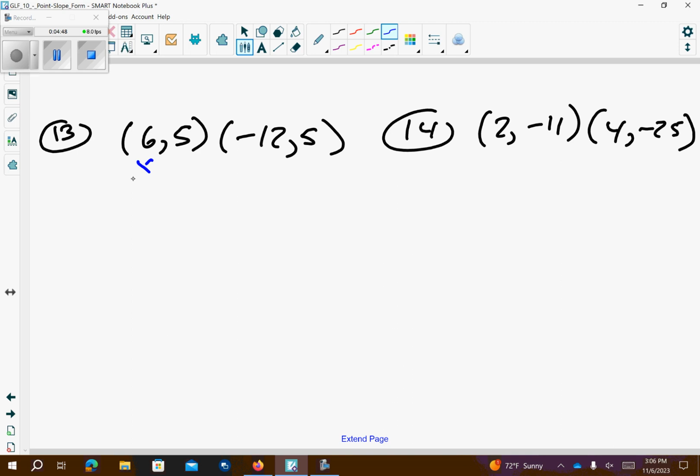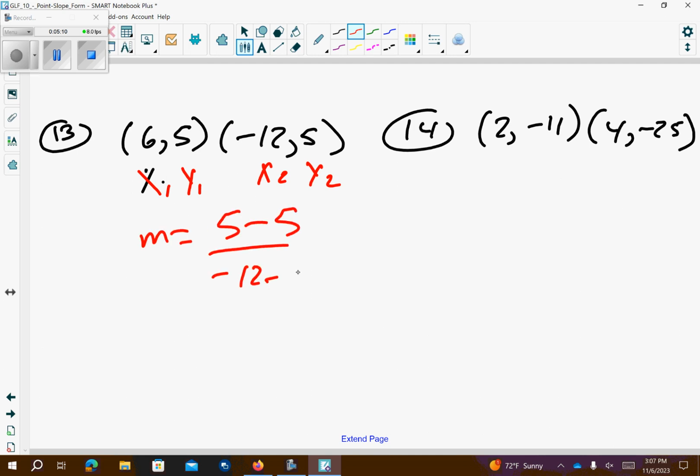Number 13, x1, y1. All right, so number 13, we have x1, y1, x2, y2. Let's find the slope. So I'm going to get y2 minus y1 over x2 minus x1. On top, I'm going to get 0 over negative 18. So the slope of this is 0. When the 0 is on top, it's 0.